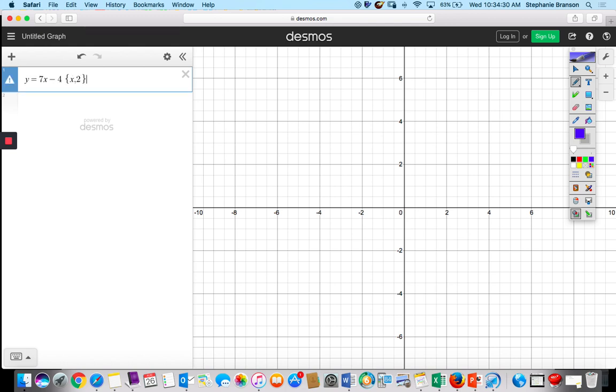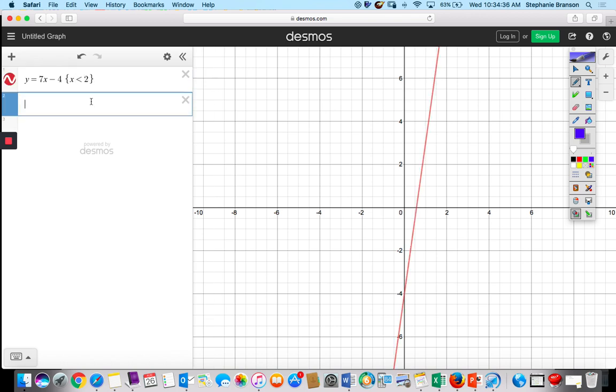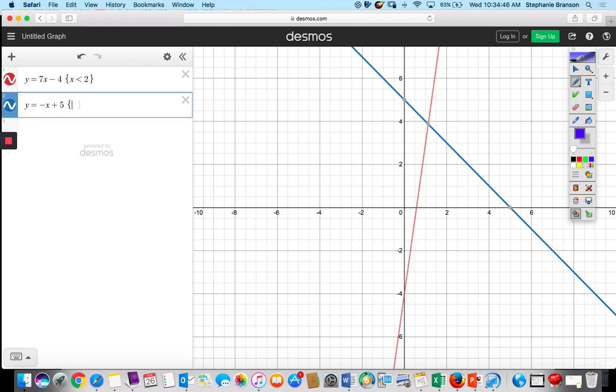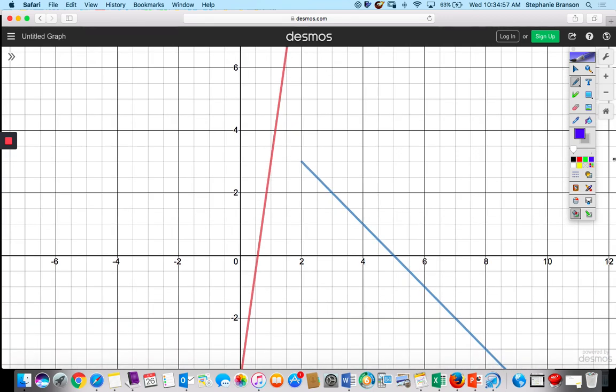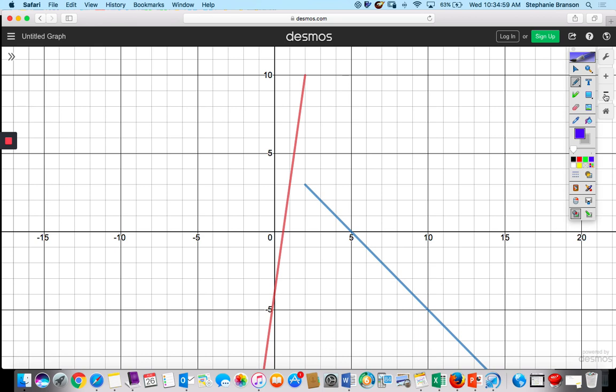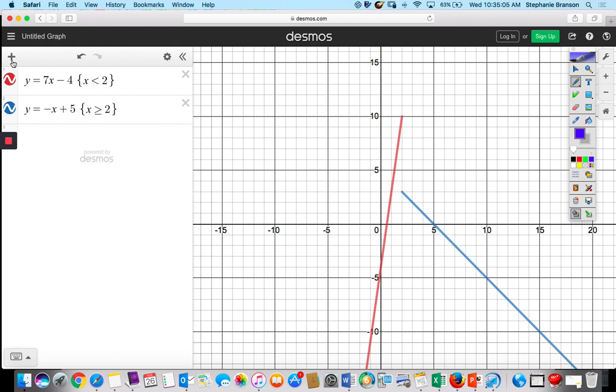Oops, not that. And then our second equation was negative x plus 5. Forgot my y equals. And our restrictions for this one are x has to be less than or equal to 2. Close our brackets. So if I look at this equation here, let me zoom out. What I would do is I would say, oh, did I do it right? Oh, this should be negative 2, not 2. Okay.